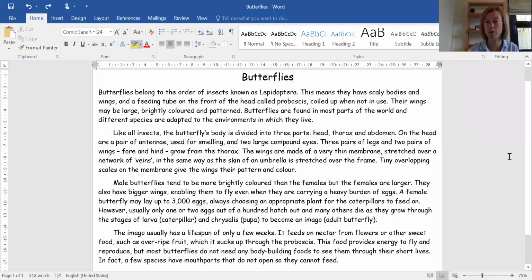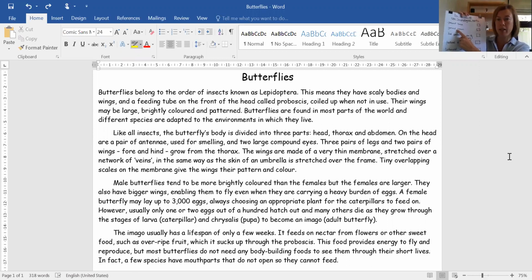Hello again, and welcome to part 2 of our key features of non-chronological reports. What we're going to do now is have a look at the text about butterflies that I showed you briefly at the end of part 1, and we're going to see if we can find the key features that should be in a non-chronological report. So let's very quickly go through those.